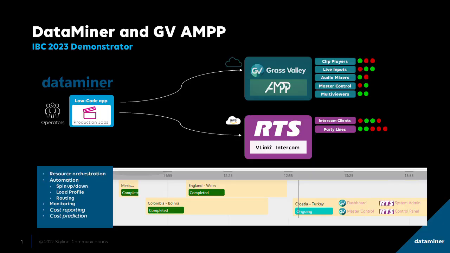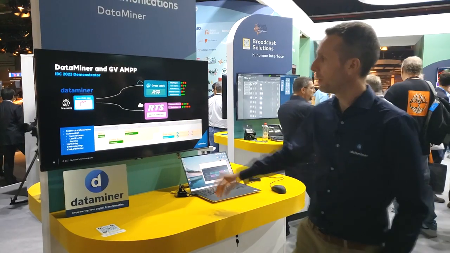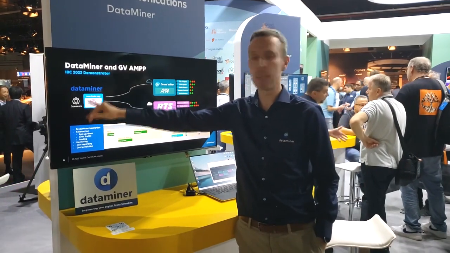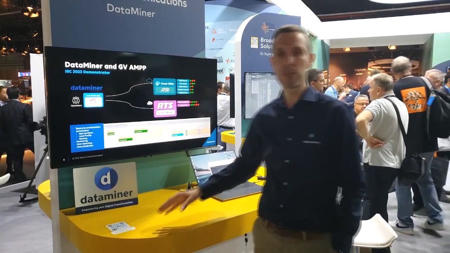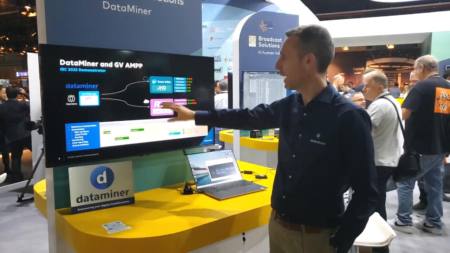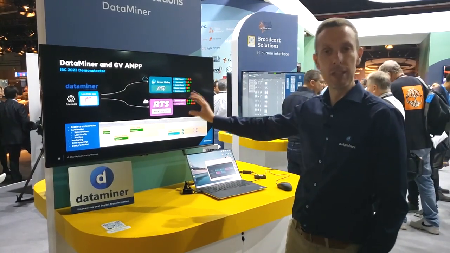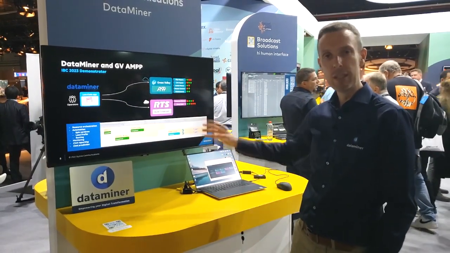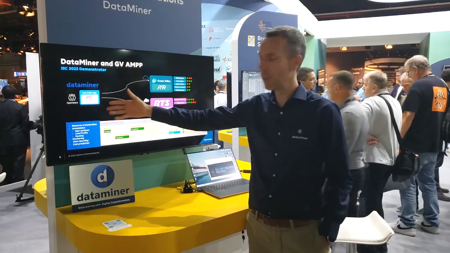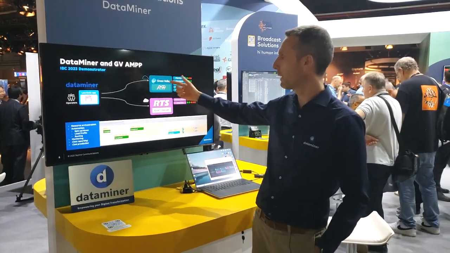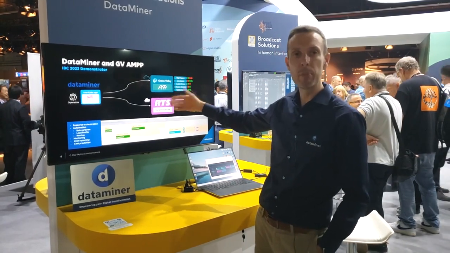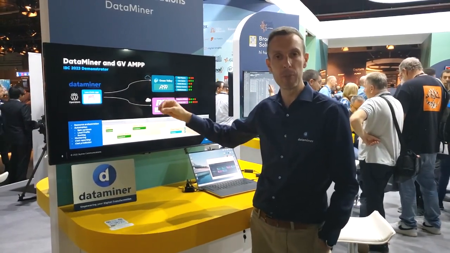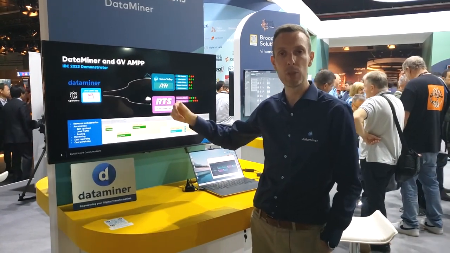And here at IBC we show our solution DataMiner, which can orchestrate cloud productions with GVAMP and RTS intercom. So as you can see here, we have operators who can use a low-code app in DataMiner, which gives them an easy-to-use interface to orchestrate a full production in GVAMP, as well as an RTS intercom system running on an EC2 instance. DataMiner will make sure that once an event is planned and started, it will automatically spin up all of these resources, configure them, and more importantly, at the end, shut them down, making sure we're no longer using any of those resources.